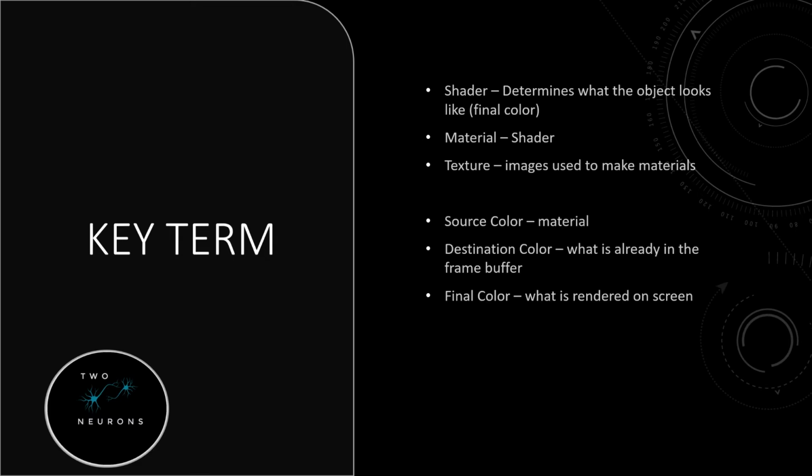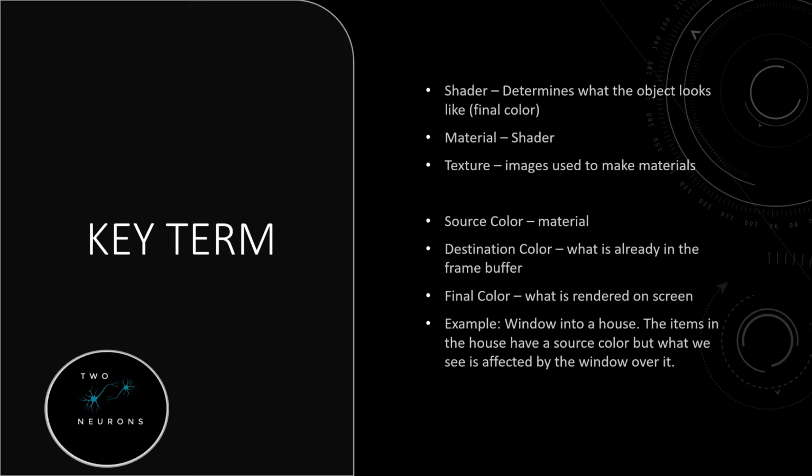In the other terms, we have our source color, destination color, and final color. Our source color is the material. Our destination color is already what's on screen. And our final color is what is actually rendered when this new source color is added in.